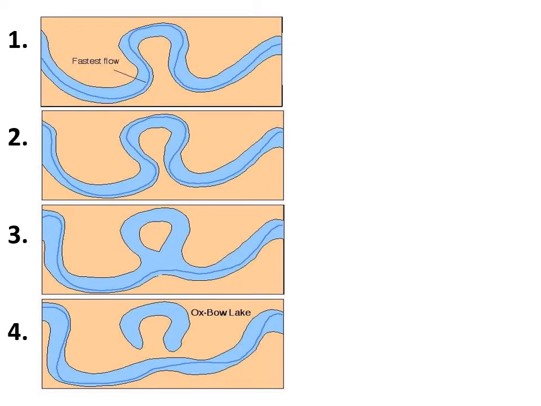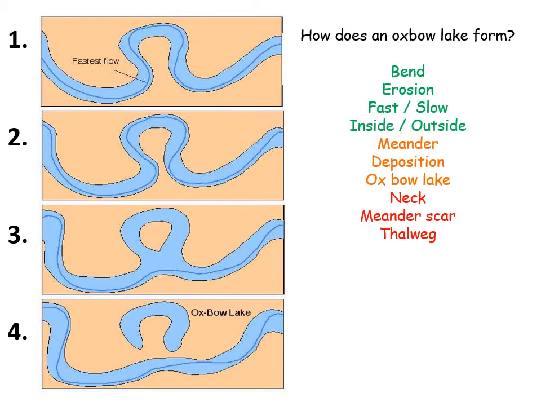Now that we've seen the video, we need to have a go at describing how an oxbow lake forms in our notes. So you've got these pictures in the Word or PDF document attached to this assignment. And what I would recommend you do is you try and label the 4 steps for the formation of an oxbow lake. So I'll give you some keywords to help you out, and I will just really quickly talk through that formation again.